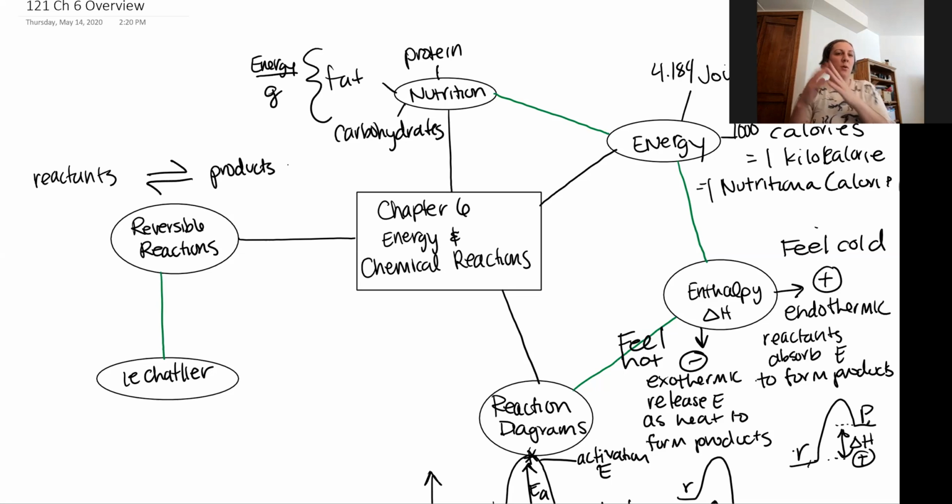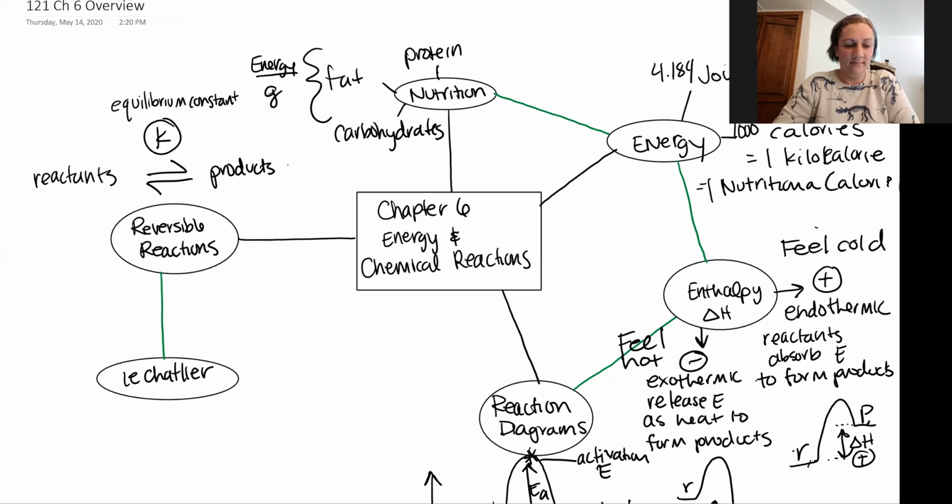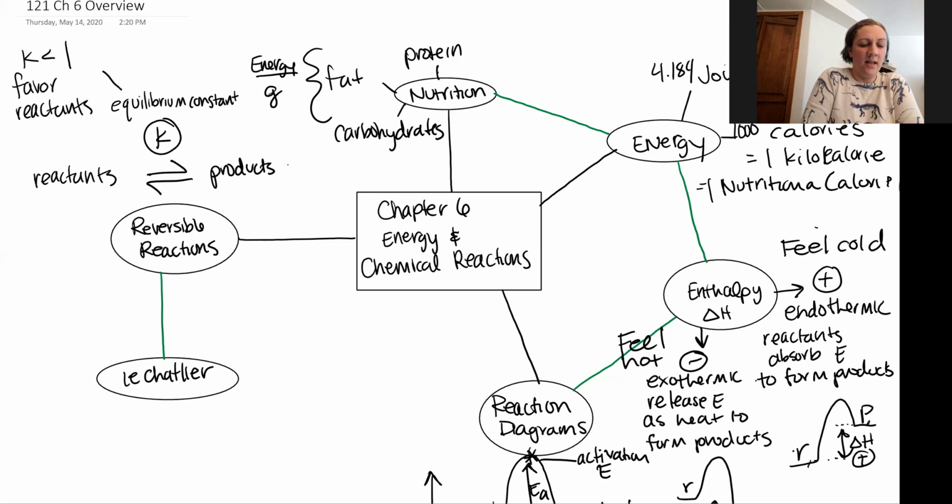And if we have more products, then we think of that balance between the two reversible reactions as favoring the product side. And if we have more reactants around, we say that balance favors the reactants. And we track that with a constant called K. This is our equilibrium constant. So if this equilibrium constant is less than 1, we're going to favor reactants. And if the equilibrium constant is greater than 1, we'll be favoring products, which means there's just more products around than reactants when this comes to equilibrium.